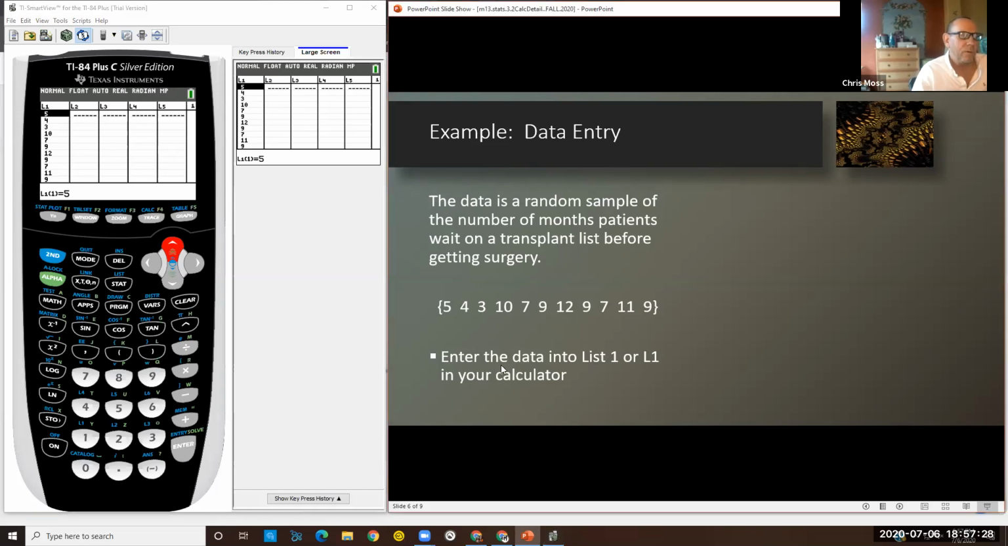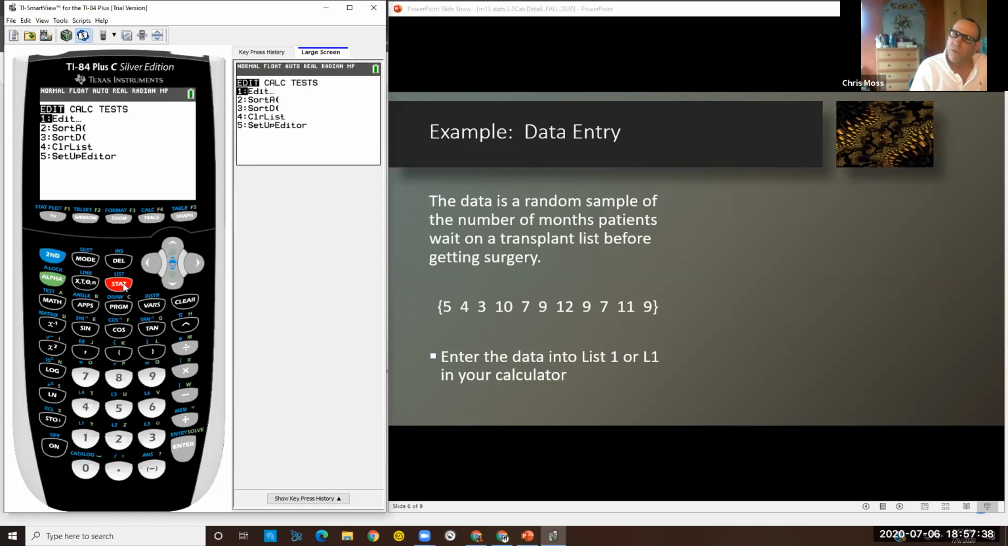That one variable stat command is over here again under the stat key. I don't need to clear this screen or leave this screen or do anything else at this point other than ask my calculator to do the calculations for me. So we'll select the calc tab, and we'll want to use the first option, the one variable stats.